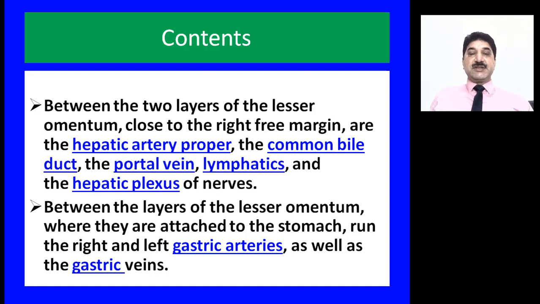What are the contents of the lesser omentum? The lesser omentum is surgically important because of its contents, especially in the free margin. Between the two layers of the lesser omentum close to the right free margin are the hepatic artery proper, common bile duct, the portal vein, lymphatics, and hepatic plexus of nerves. Between the layers of the lesser omentum, where they are attached to the stomach, run the right and left gastric arteries as well as the right and left gastric veins and also lymphatics.